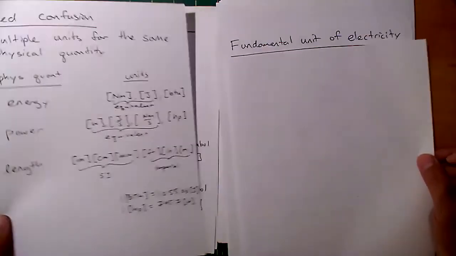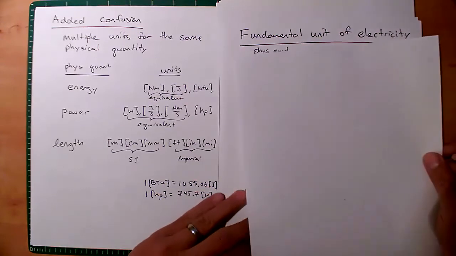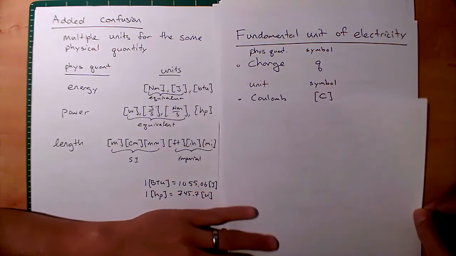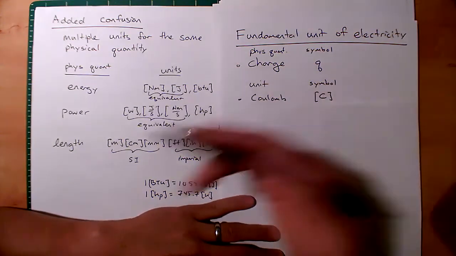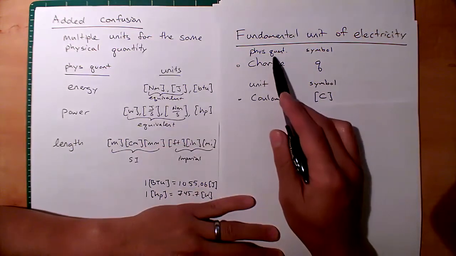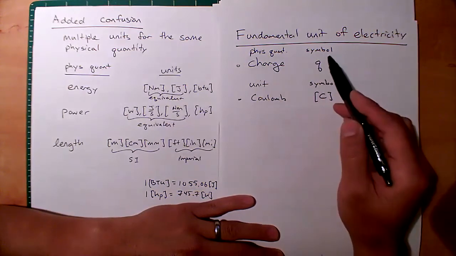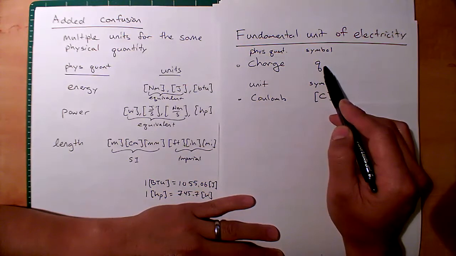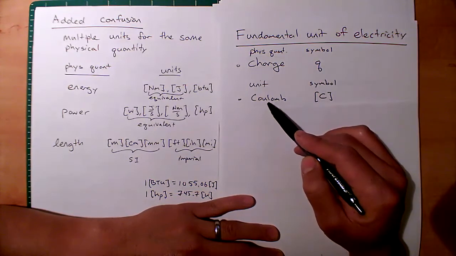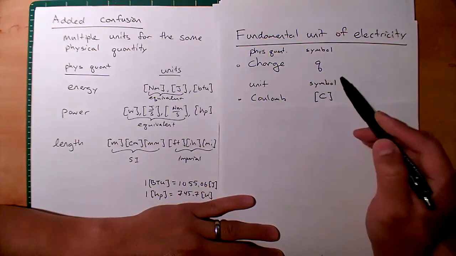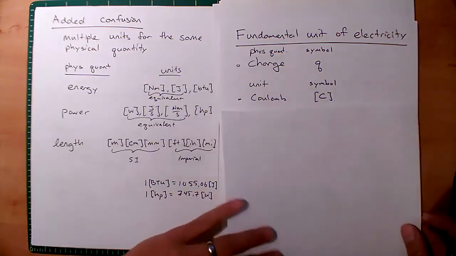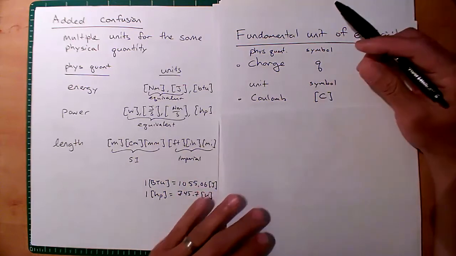Okay, let's dive into some of the fundamental units of electricity. The first one is going to be charge, and we talked about that on the outline. So we have the physical quantity charge. The symbol is Q, not C, it's Q. The unit is a coulomb, and the symbol is C.